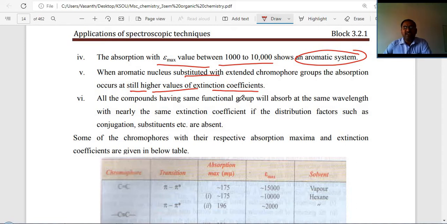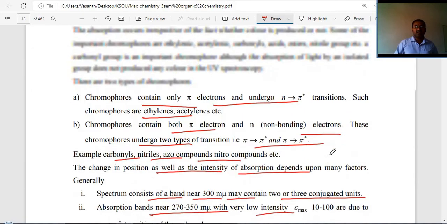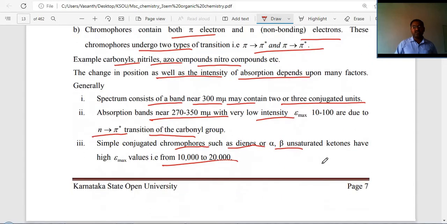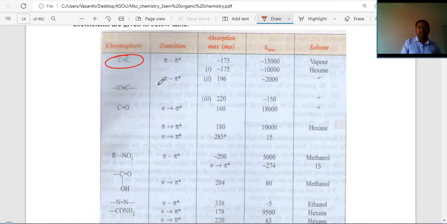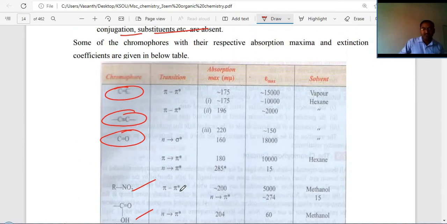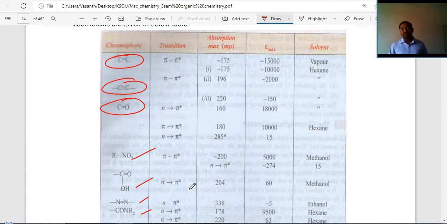All compounds having the same functional group will absorb at the same wavelength with nearly the same extinction coefficient, if disturbing factors such as conjugation and substituents are absent. These are very important, so you are just going to read them. This is the list of chromophores and transitions: alkene, alkyne, carbonyl, nitro, carboxylic acid, azide, amide. These are the different chromophores. These are the transitions, absorption maximum and extinction maximum, and these are the solvents mentioned here.